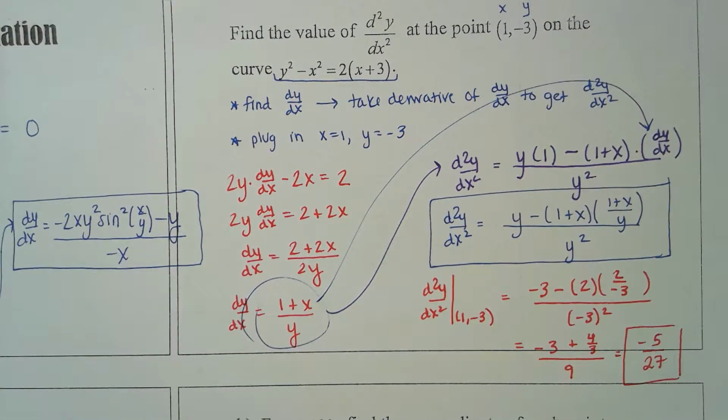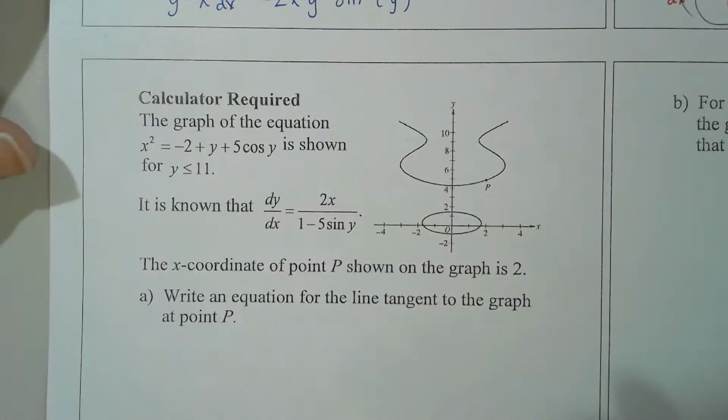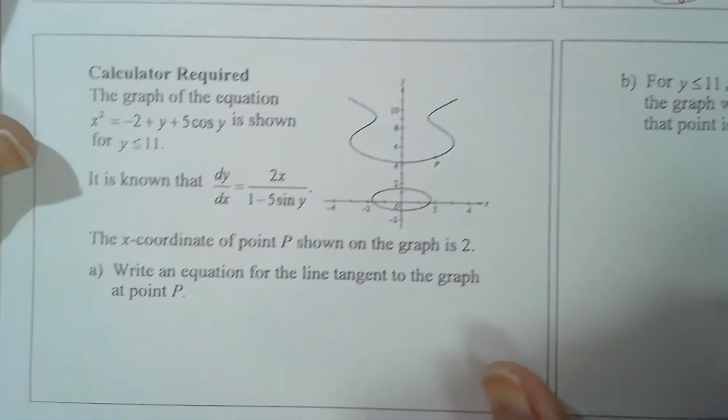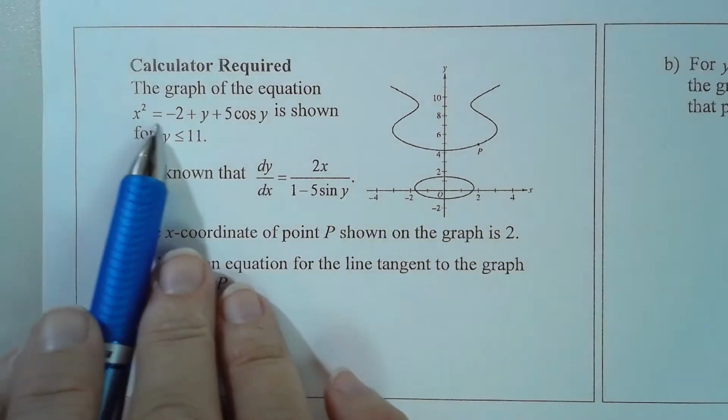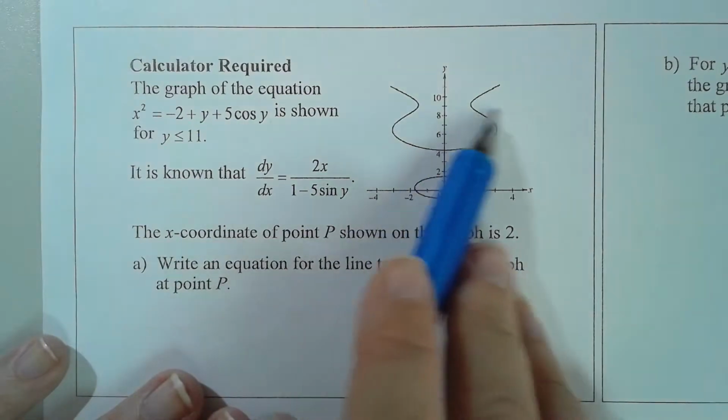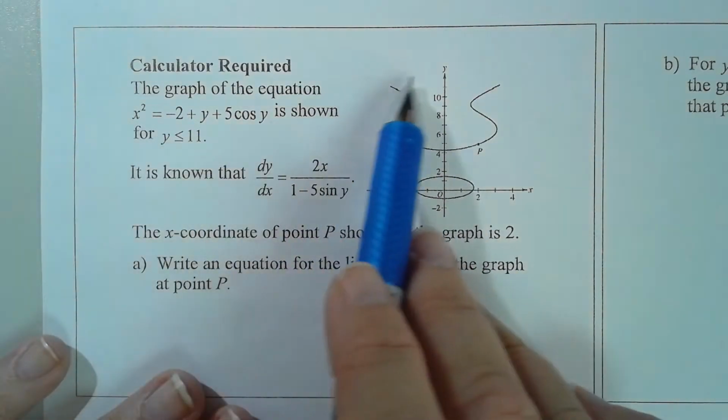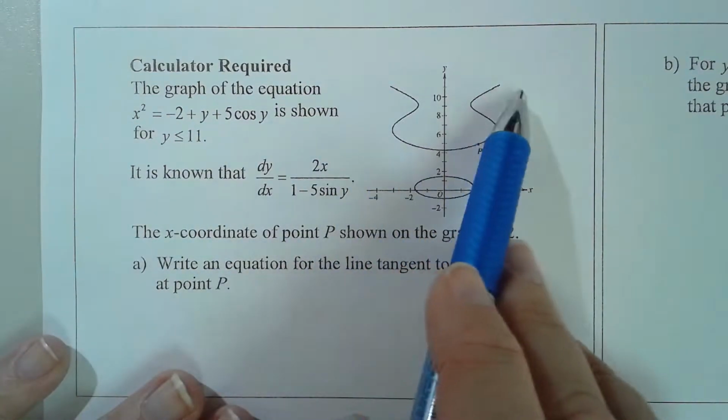Okay. So this last question here is all together. It's like a part A and a part B. And it says we're going to need a calculator, so I'm going to grab mine. We've got a lot going on just in even the givens. So it says the graph of the equation x squared, blah, blah, is shown in the graph here for y less than or equal to 11. So they're just saying they stopped at 11.